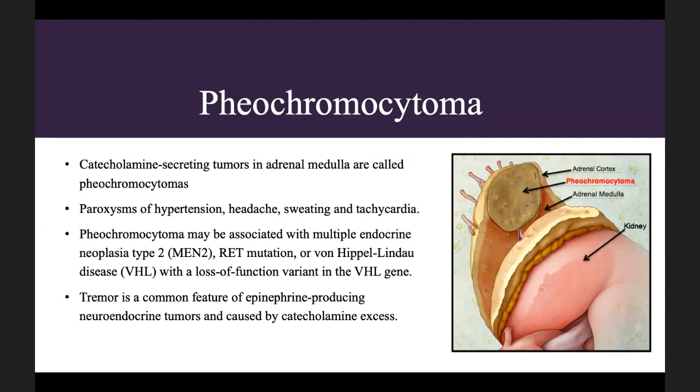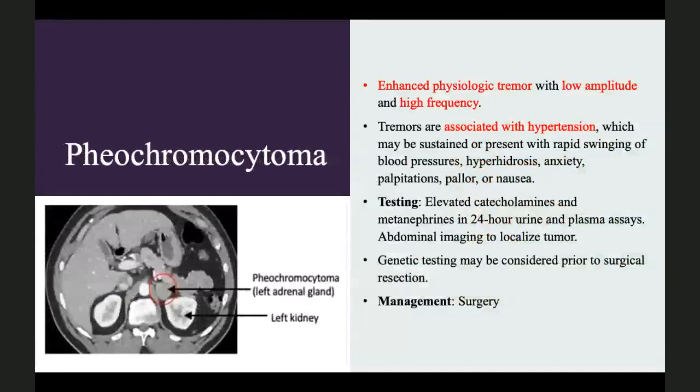Then pheochromocytoma, it's a catecholamine-secreting tumor of the adrenal medulla. It presents with paroxysms of hypertension, headaches, sweating, and tachycardia. It can be associated with some familial disorders such as MEN2, RET mutation, or von Hippel-Lindau. The tremor is caused by a catecholamine excess, and a similar tremor is present in all epinephrine-producing neuroendocrine tumors.